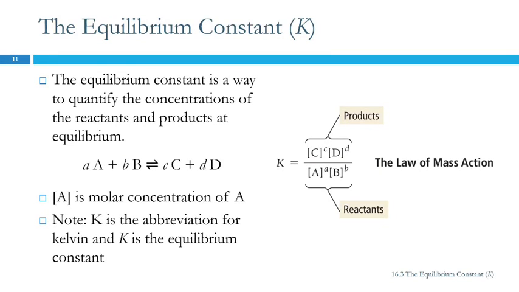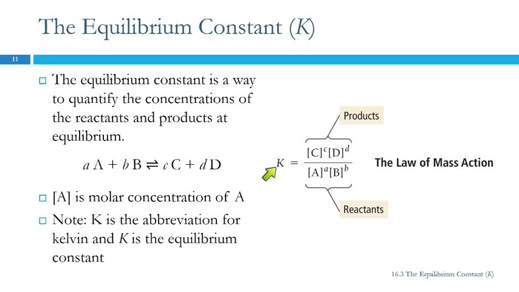So the equilibrium constant is how we can quantify these concentrations. Looking at our generic alphabet equation here, this is known as the law of mass action, and I think that's the only time we're going to say the law of mass action. This is how we write the expression for an equilibrium constant.